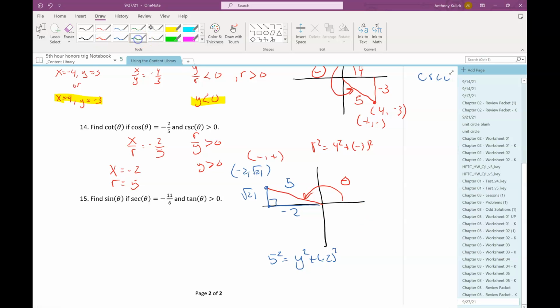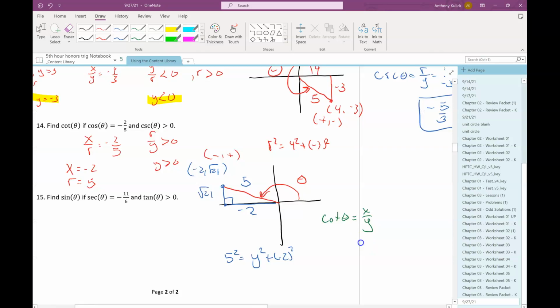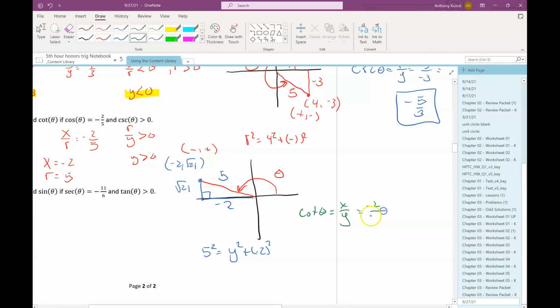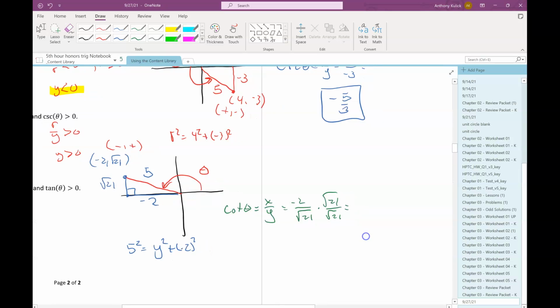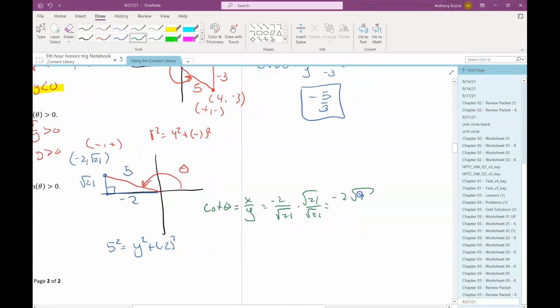Cotangent is x over y. So that's negative 2 over root 21. And then to rationalize my denominator, I end up with negative 2 root 21 over 21. And I'm done. Oh, I get it.